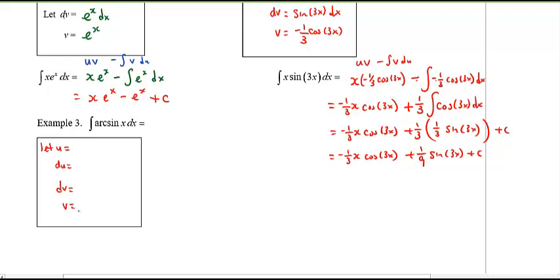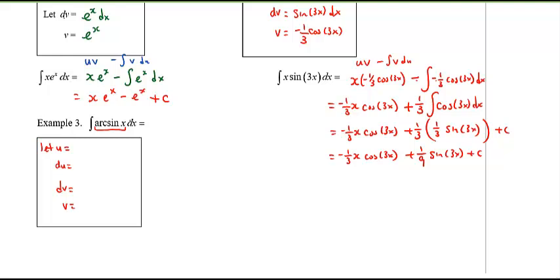Which part do I let equal to u? And which part do I let equal dv? Well, if you're thinking I only have one part, okay, that's arc sine. Do you even know the integral of arc sine? You don't. Neither do I. Well, not yet, at least. So how are we going to do this?